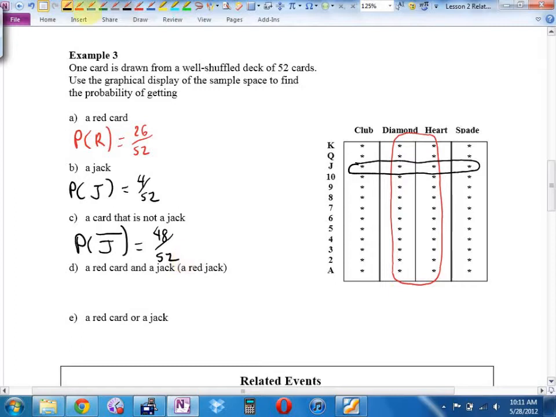All right. D. A red jack. Can you see in my diagram it's really the overlap? And this concept of overlap is going to be a really handy visual way for us to figure out what and means. What's both red and a jack at the same time? How many? It's a 2 out of 52.